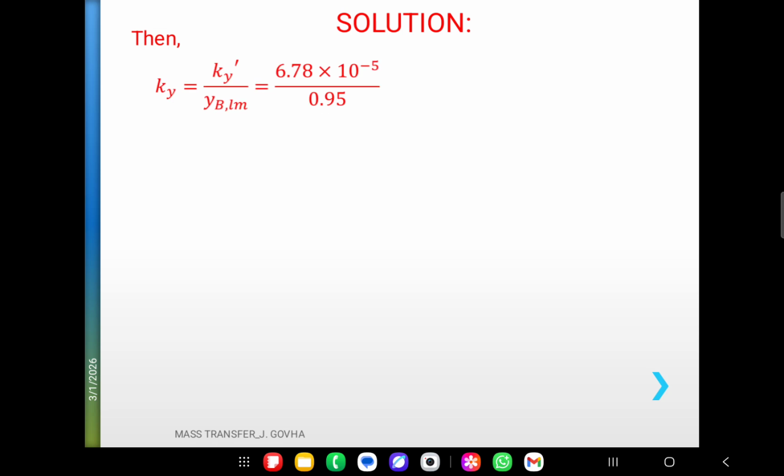All right. Then making use of the relationship, Ky is equal to Ky prime over YB log mean, 6.78 times 10 to the power minus 5 over 0.5. We obtain Ky equal to 7.138 times 10 to the power minus 5.